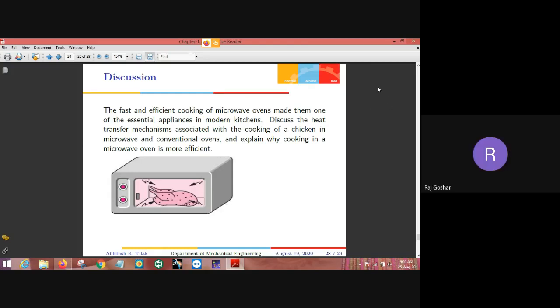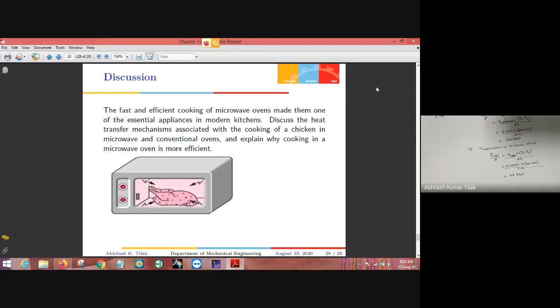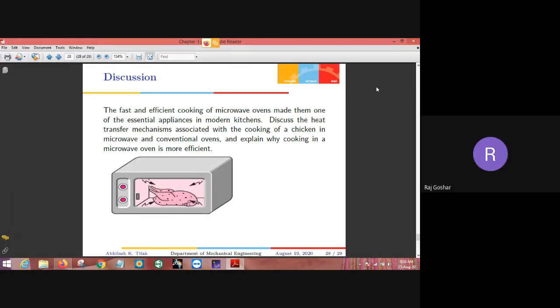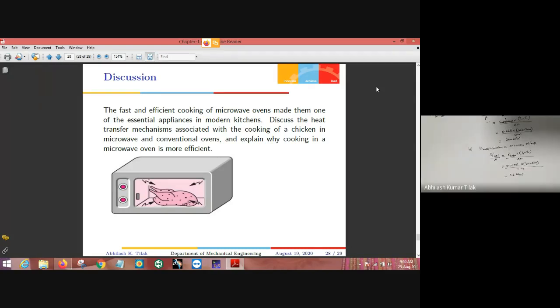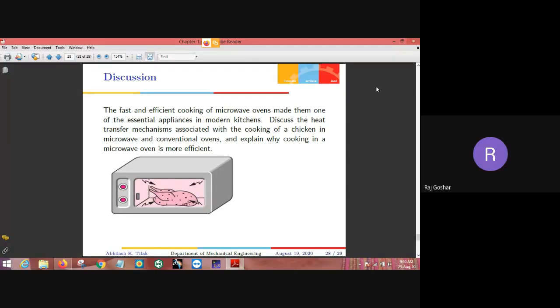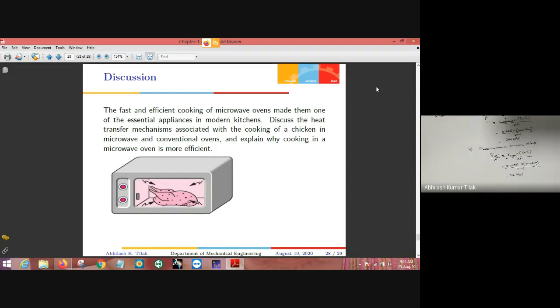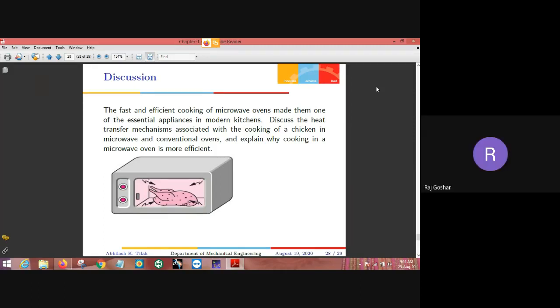Yeah, tell me. You said that in a microwave oven, the microwaves are absorbed by the material and then converted into heat energy, right? But don't the microwaves cause the polar molecules to vibrate? That causes the heating of the food. Don't the microwaves emitted cause the polar molecules of the food to vibrate, and that causes the heating of the food?